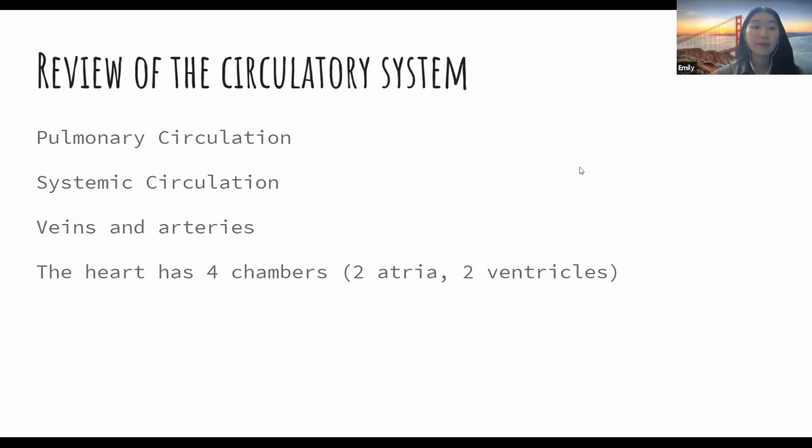So as a review, last week we talked about how there are kind of two circuits within the circulatory system. So we have the pulmonary circulation, which goes from the heart to the lungs and back to the heart. And we also have the systemic circulation, which goes from the heart to the body, all over the body, and back to the heart. So we have these two main circles that blood kind of travels in, and they're going to be similar, but very different as well. So they're going to be serving different functions.